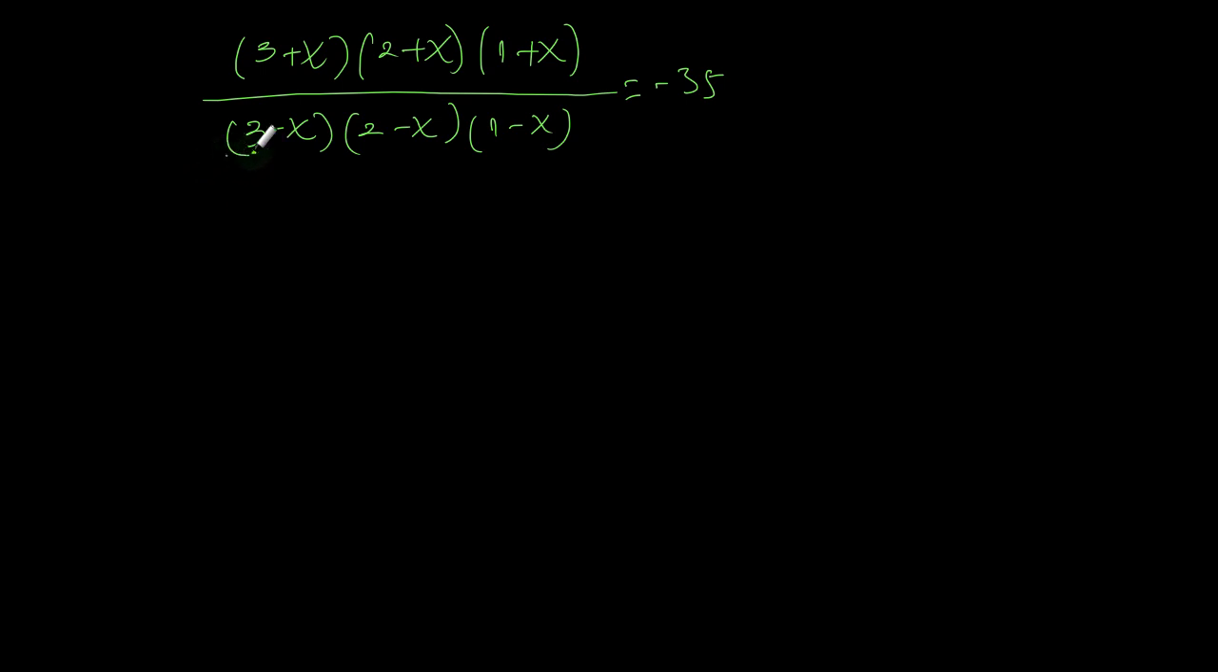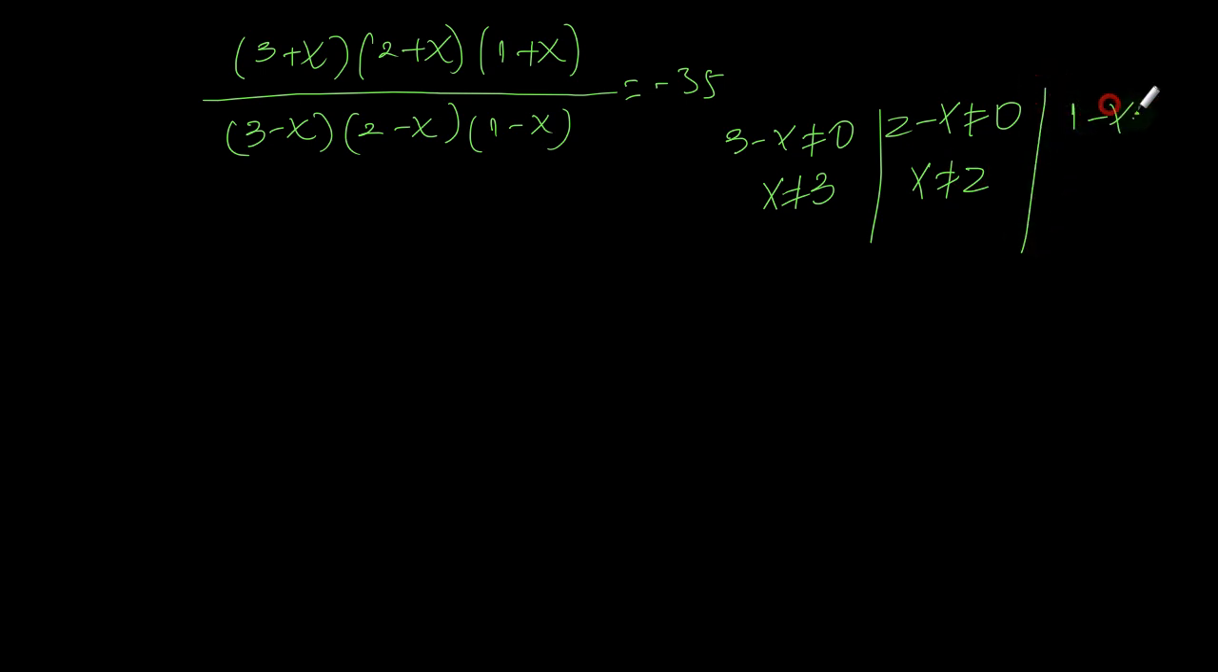Today we're going to solve this problem here, okay? And to start, guys, let's set the conditions here. This denominator has to be different from 0, right? So 3 minus x has to be different from 0, which means x has to be different from 3, and 2 minus x has to be different from 0, which means x has to be different from 2, and 1 minus x has to be different from 0, which means that x has to be different from 1, right?